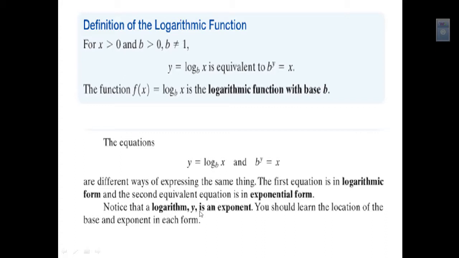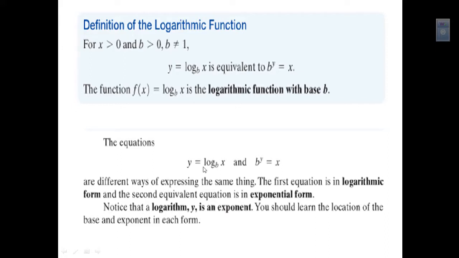Notice that a logarithm, y, is an exponent. If you look at these two examples, what you're doing is finding what power b had to be raised to get x. So when you do a logarithmic expression, you're looking for a power. You're looking for an exponent.